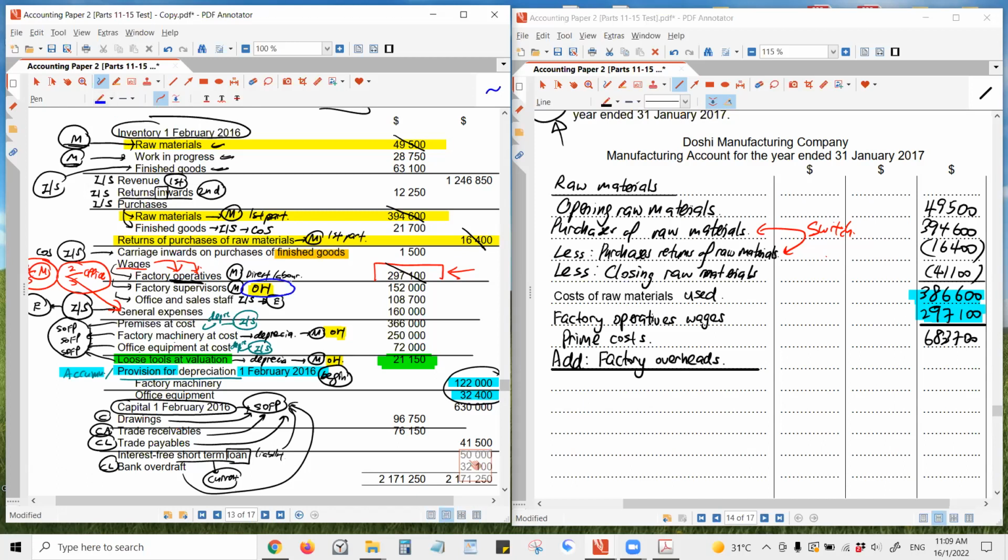Here, I see one, factory supervisor salary. And the depreciation of factory machinery. And depreciation of loose tools. Okay, you can see where I'm drawing the blue arrow. So I found 3 overheads here. Anything else?